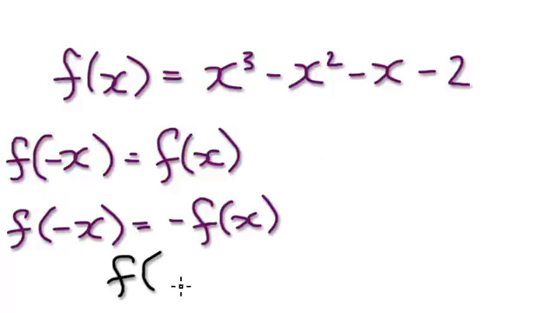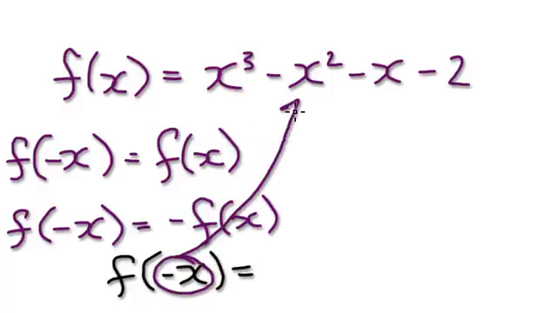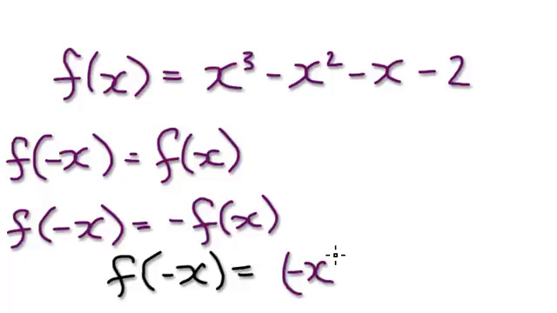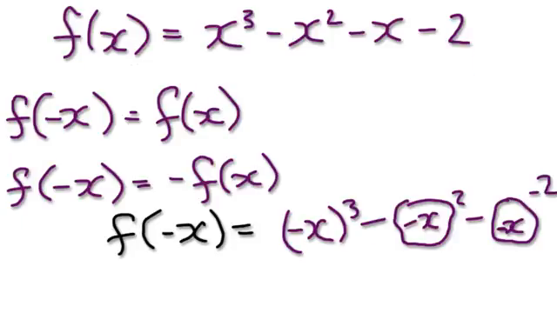So hang on, f of minus x here equals. Now put this into here, and also put this into here and into here as well. Okay, so this would be minus x to the power of 3, and then minus, and then you've got this minus x squared in here, and then minus x, minus x in here, and then minus 2. Okay, so let's tidy this up.